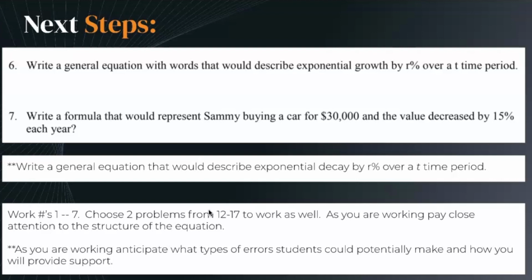So in your independent time, you will work numbers 1 through 7. And then I would like for you to choose 2 problems from 12 to 17 to work as well. As you are working, pay close attention to the structure of the equation. And as you are working, anticipate what types of errors students could potentially make and how you will provide support.